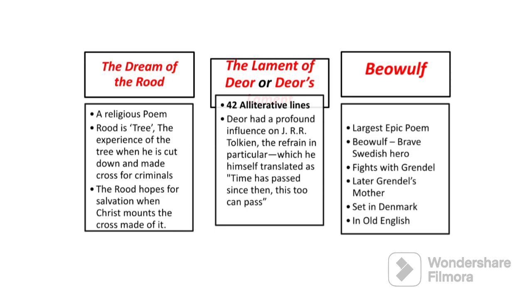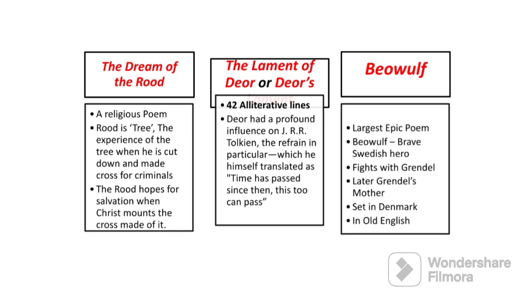Another poem is The Dream of the Rood. It is a religious poem, and these poems are found in different books like the Exeter Book. Rood means a tree, and it describes the experience of the tree when it is cut down and made into a cross for criminals, and the rood becomes very hopeful of getting salvation when it is used for mounting Christ, when Christ was killed by people, for the sins of people.